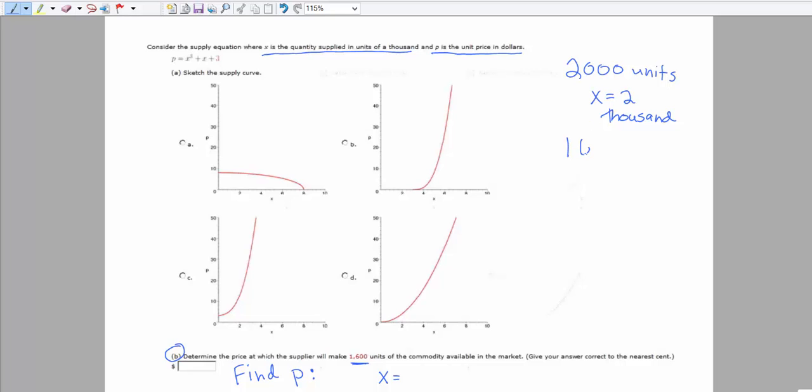In this case, we're talking about 1,600 units, and we want to represent this as an X value in thousands. In a sense, what we are doing is taking the decimal place and moving it over 3 spaces, or dividing by 1,000. So if we do that here, this tells me X is equal to 1.6. 1.6 thousand would be 1,600 units.